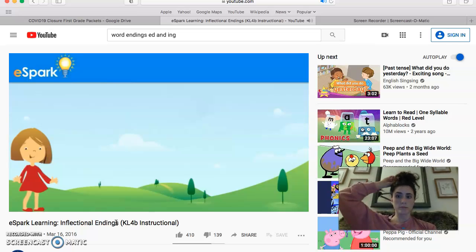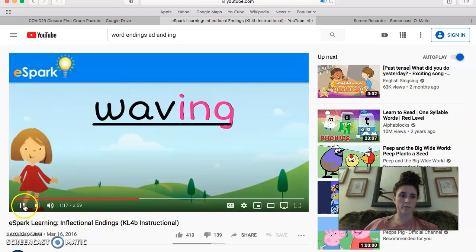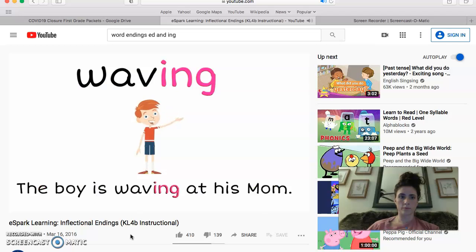Let's try adding these same endings to another word. This word is wave. When I add ing to the end of wave, the word becomes waving. Remember, see how she dropped the E from wave and added the ing? Waving. So is she waving right now, or did it already happen? She's waving right now, right? The ing ending means that something is happening right now. Here is a sentence. The boy is waving at his mom. That means he is waving right now.